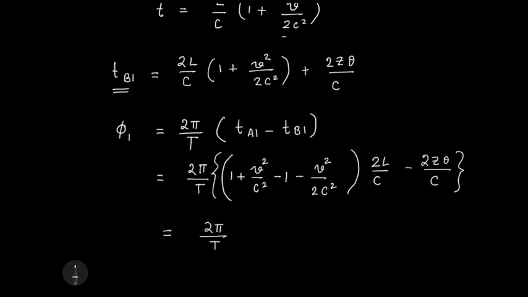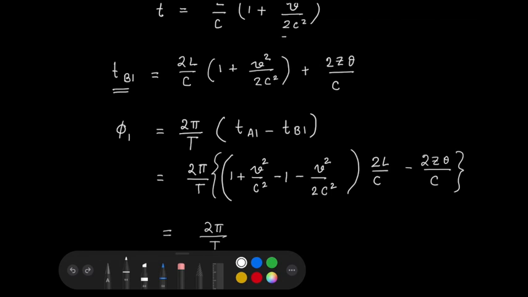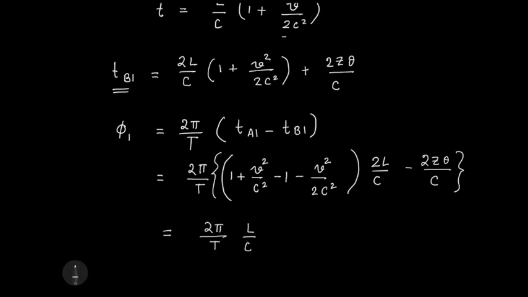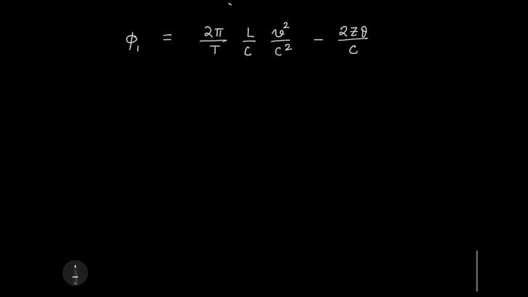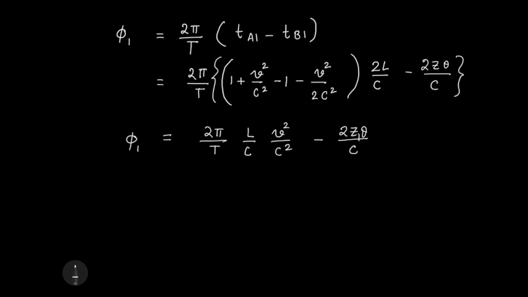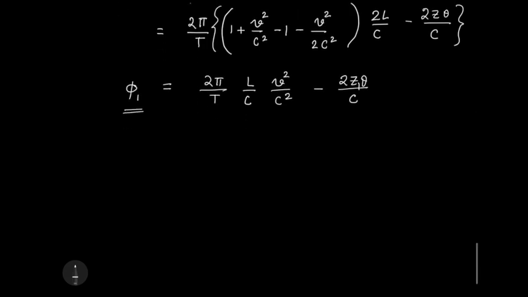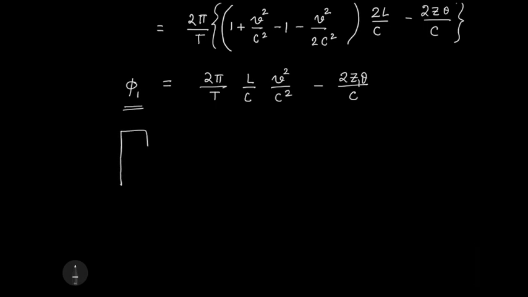So this is 2 pi by t, v square by c square, half v square by c square. So what remains is L by c, v square by c square. And of course, this is phi1, minus 2z theta by c. Okay, so let us call this z1 to match with this one here. We'll see why shortly.